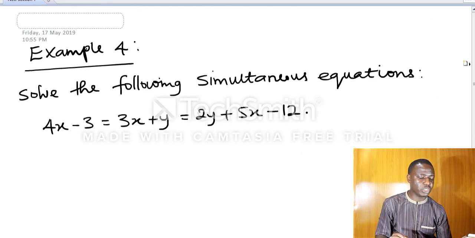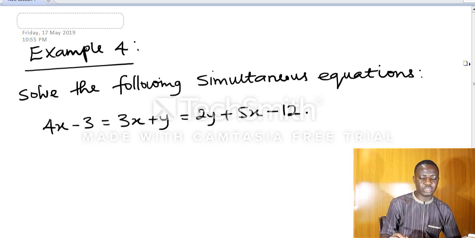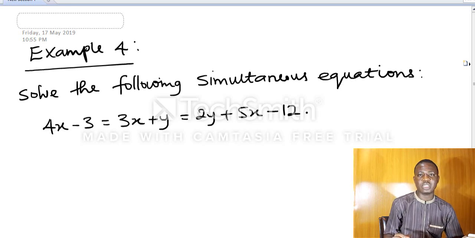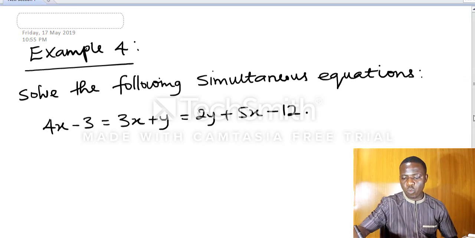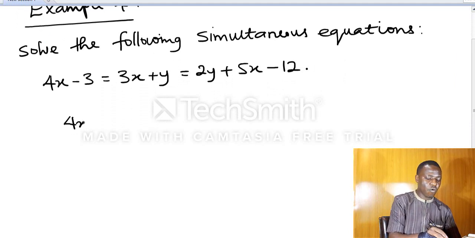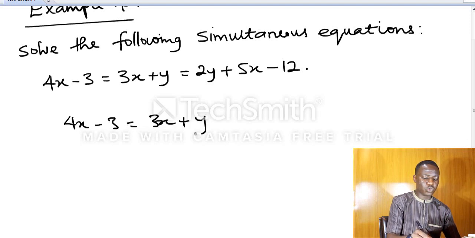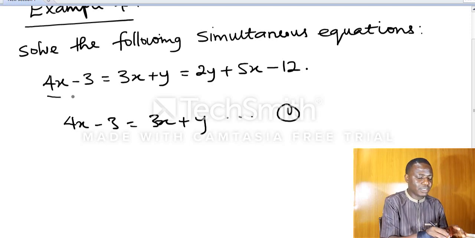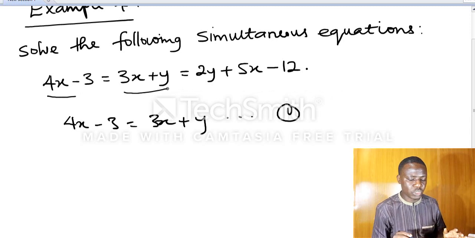Our next question says we should solve the following simultaneous equation. Now, these are three expressions that are said to be equal. In order for you to solve this, you will pick them in pairs to form two equations. That is, 4x minus 3 equal to 3x plus y could be said to be equation 1. That is, I picked the first and the second expression.